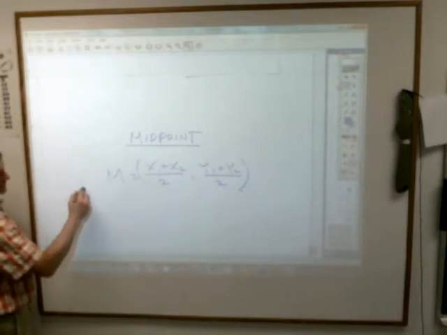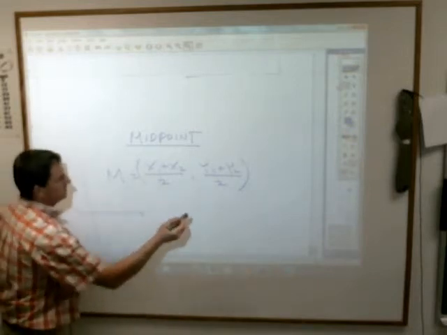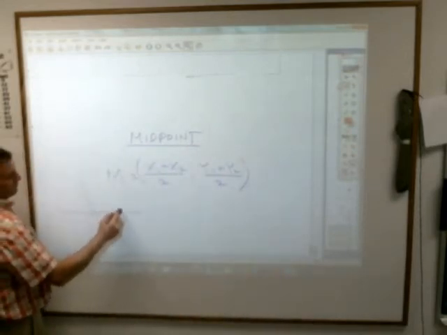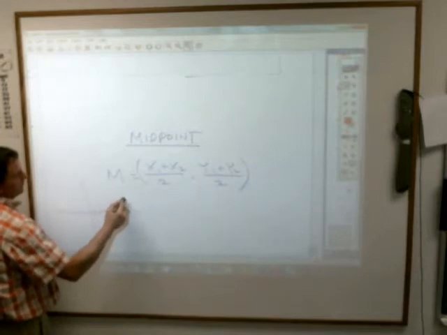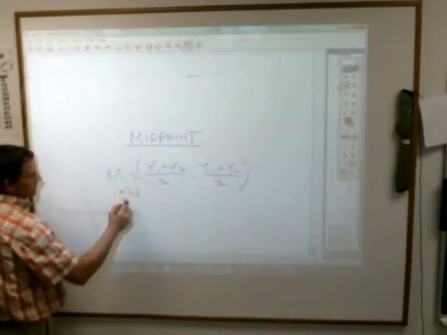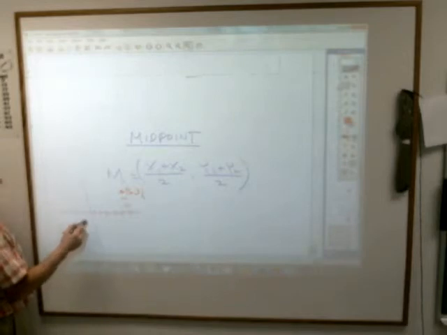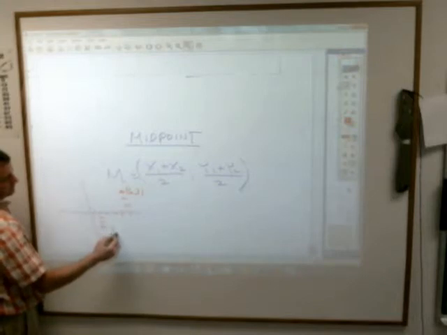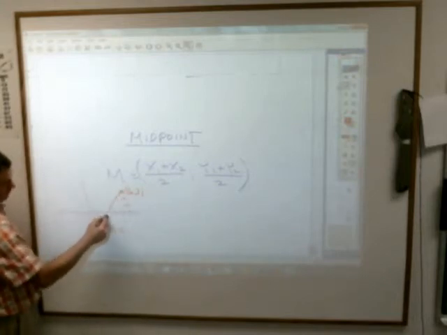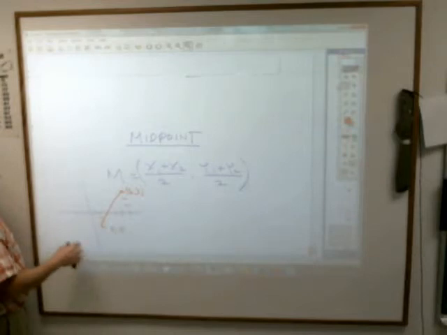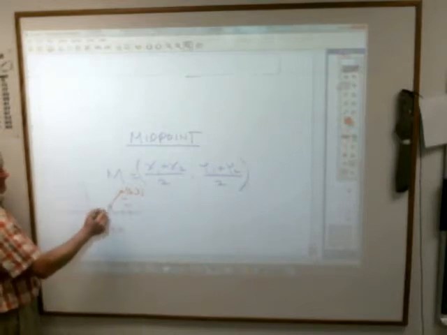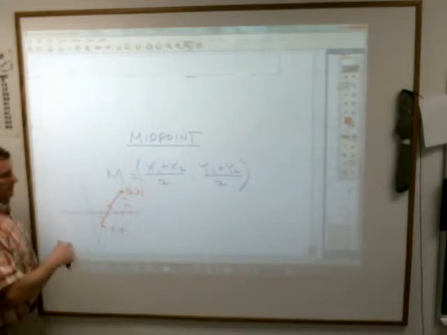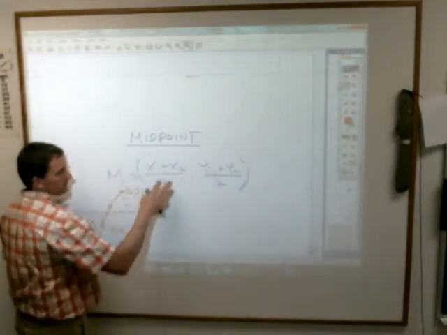And again, what this means is this. If you've got a coordinate system, and let's say you have a point here at 1, 2, 3, 4, 5, 6, 1, 2, 3. This is 6, 3. And you have a point at, let's say, 2, negative 3. The midpoint formula will tell you where on this line the exact middle point is. Which is nothing more than taking the average of the x values and the average of the y values.